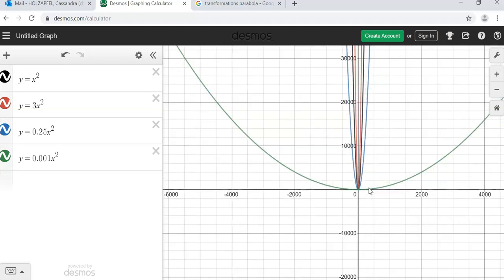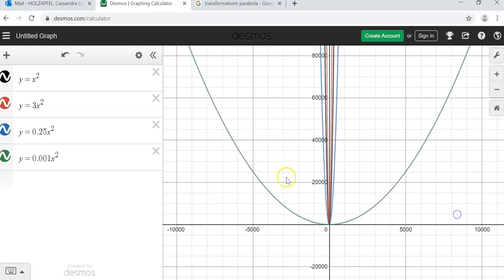Oh, hold on, if I zoom out a little bit, you can see it a bit better. There we go. So you can see now that this is going to be a lot flatter. And I could keep going and I could do 0, 0, 0, 0, 1, but it's never going to quite reach a flat line, okay?